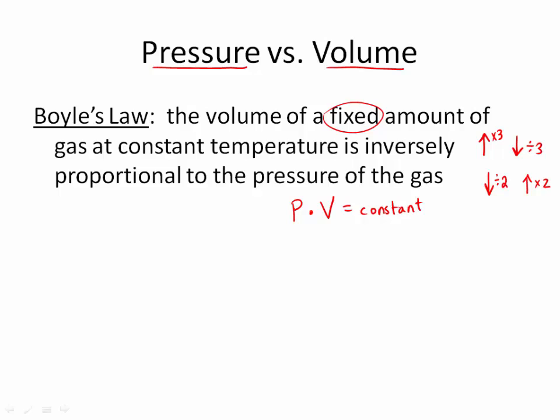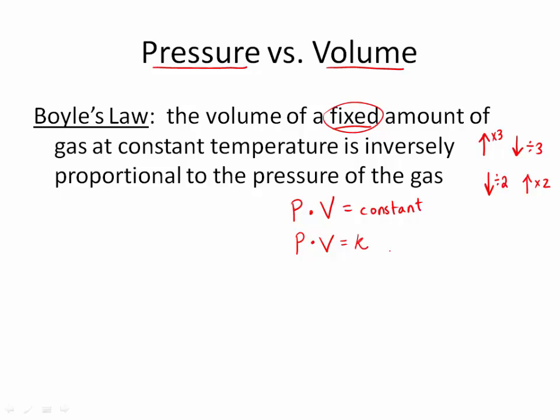That only works, of course, if it's the same amount of gas, and actually it only works if the temperature stays the same. But when you did that lab, your temperature probably stayed the same. And instead of writing out the word constant, we can use the letter K. So the pressure times the volume always gives us the same number.